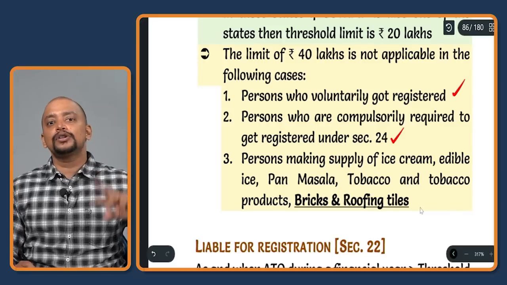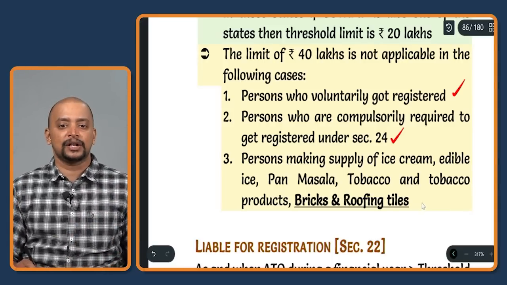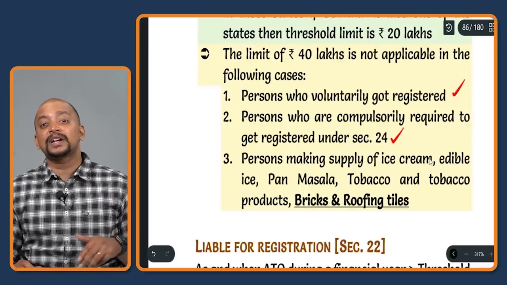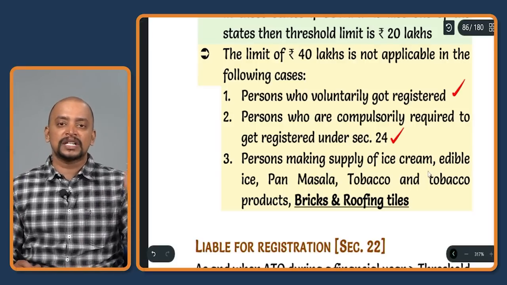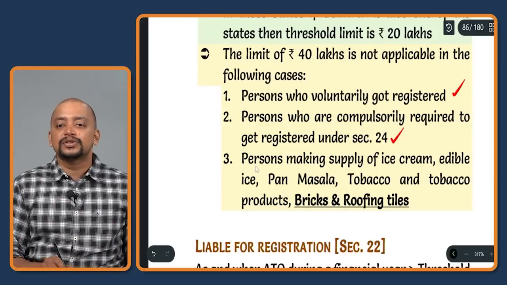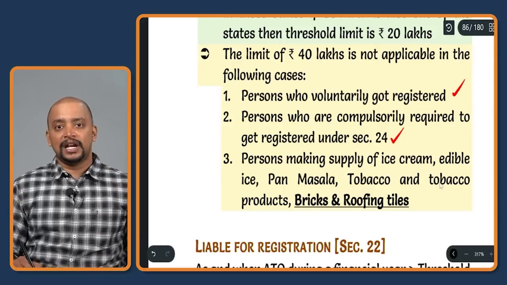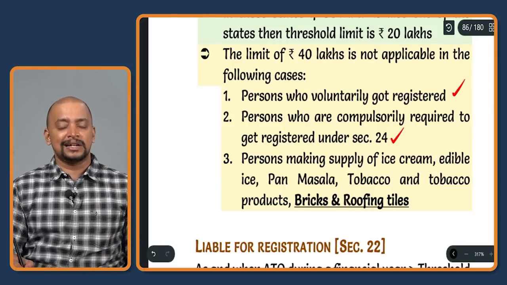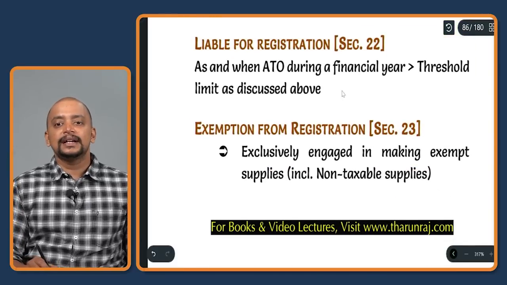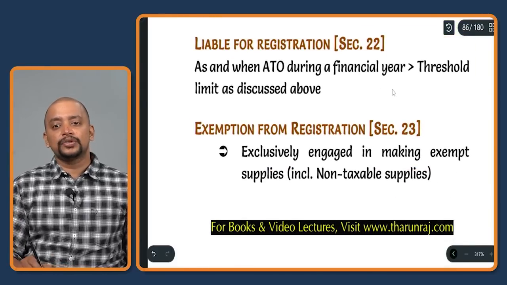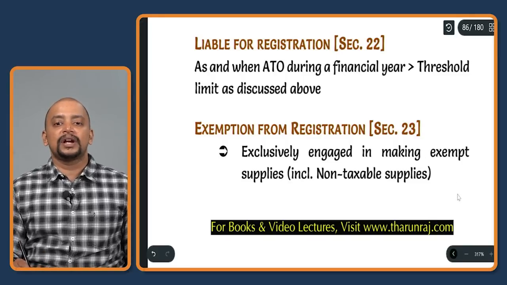In the composition scheme also we have this list, but in the composition scheme we have aerated waters, but here we don't have the aerated waters. And in the composition scheme, a manufacturer of these notified goods cannot opt for the composition scheme, but a trader can opt for the composition scheme. Here, any person who is making exclusive supply of these goods will not get the 40 lakhs limit. Let it be a manufacturer or trader, they will not get the 40 lakhs limit, only 20 lakhs will be the limit. And that is this, as and when aggregate turnover during a financial year exceeds the threshold limit as discussed above, they are liable to get registered.